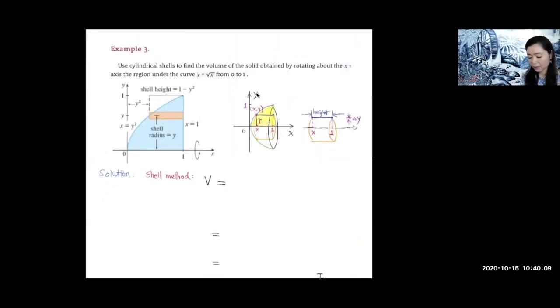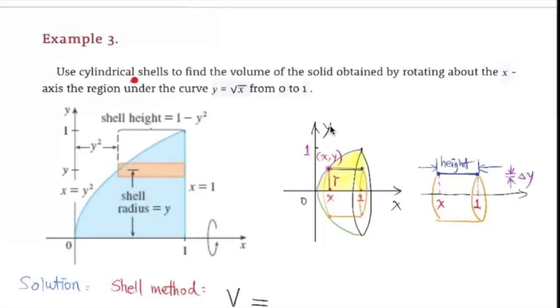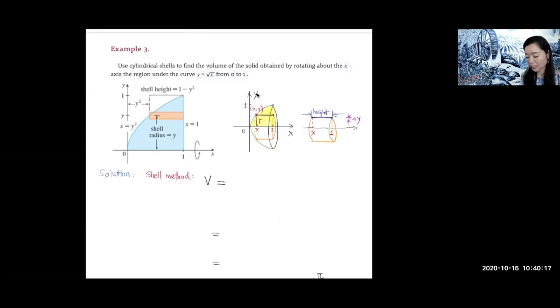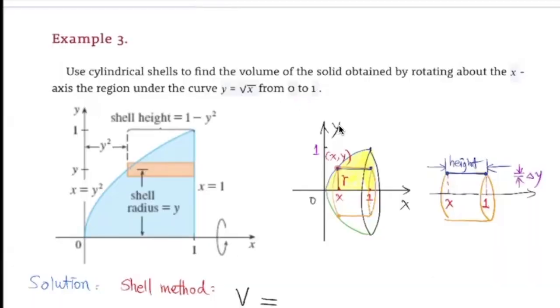Example C. Use cylindrical shells to find the volume of the solid obtained by rotating about the x-axis the region under the curve y equals square root of x from 0 to 1. So this is the region under the curve y equals square root of x, and x goes from 0 to 1. You rotate about this x-axis, so we're going to get a solid like this.